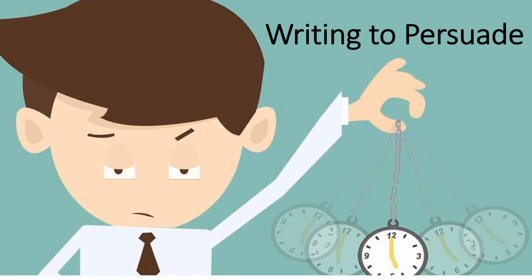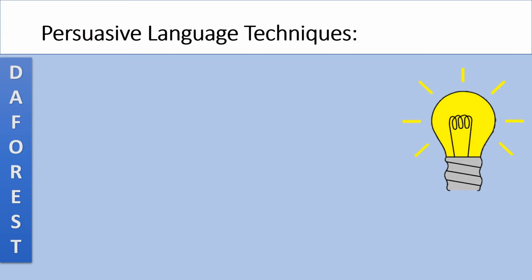Now that we know how to write a letter in the correct format, we're going to go on to our next section, looking at writing to persuade. So, there are a number of language techniques we can use to improve our writing for persuasion. The mnemonic here, DAFOREST, is one you may be familiar with already. There are different variations, so I've picked out the ones which will be most useful for our writing today.